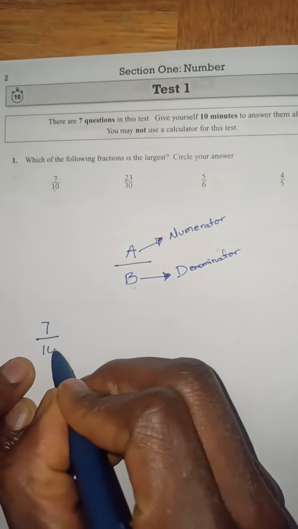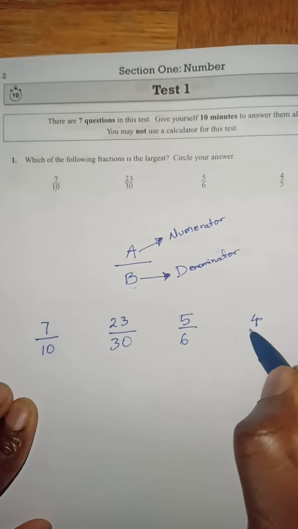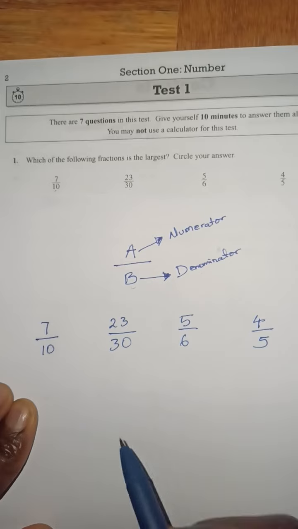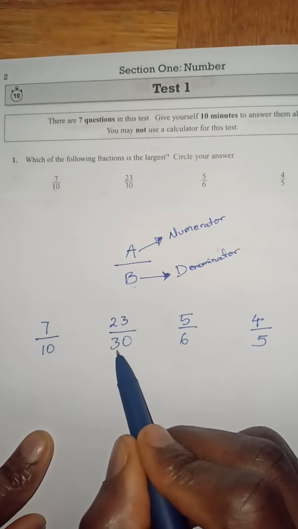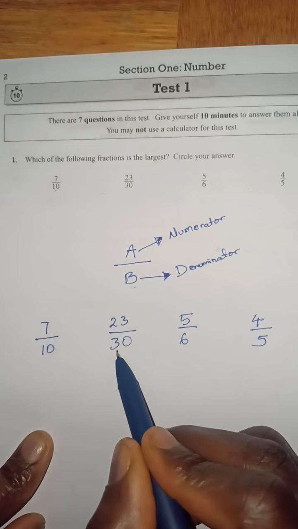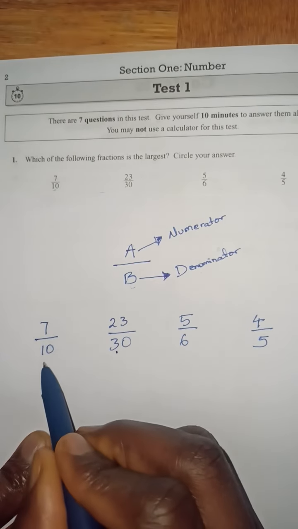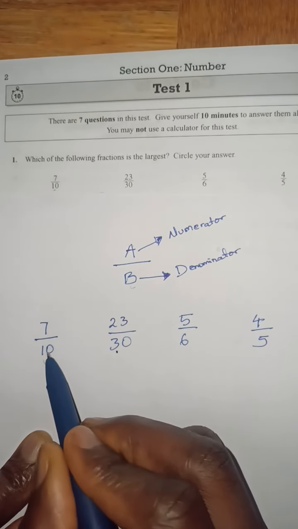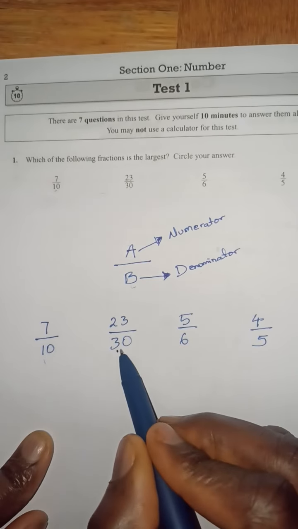we have 7 over 10, and then we have 23 over 30, and then we have 5 over 6, and then you have 4 over 5. Now, the easiest thing I will look at is, already I have 30 here as the biggest denominator. So what do I do with this? Since 30 is the biggest denominator with this fraction, what we look at is is there any number I can multiply with 10 to give me 30?